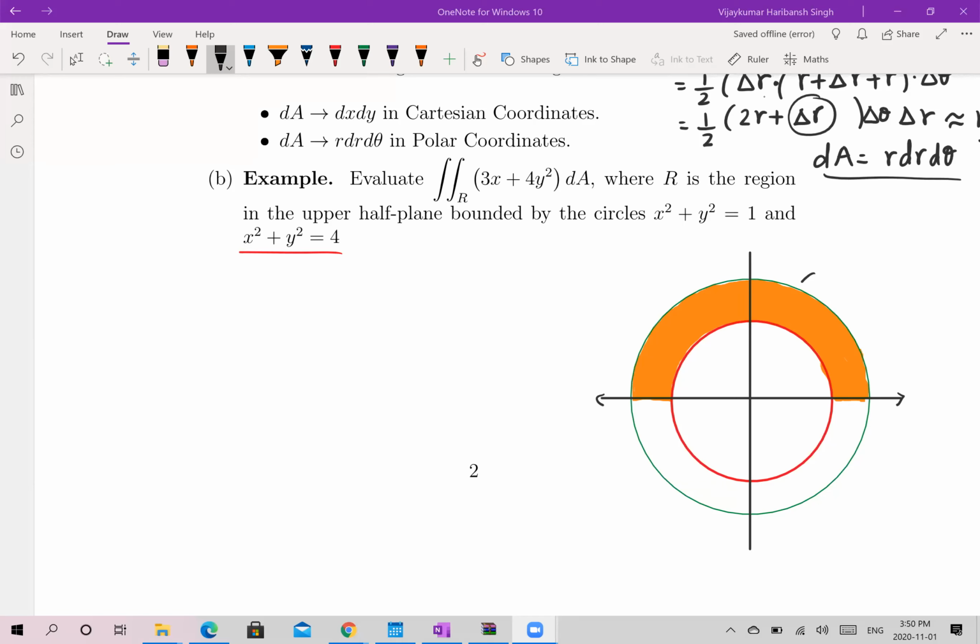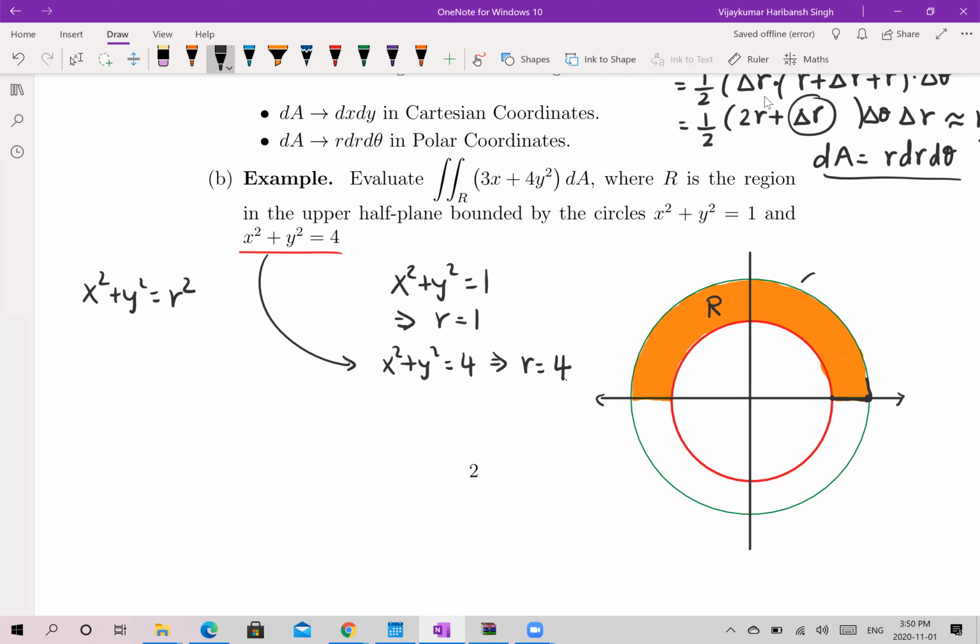If you draw the region R, this is our region R. The first circle, x squared plus y squared equals 1, implies r equals 1. For the second one, x squared plus y squared equals 4, implies r squared equals 4, my bad, because the equation of a circle is x squared plus y squared equals r squared. So r squared equals 4 and r equals 2.